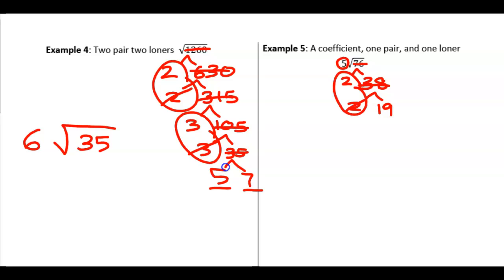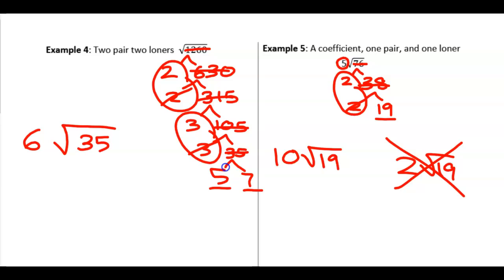Now, the pair of 2 and the loner 19. Here's what most people are going to write: 2 square root of 19, and that's wrong, because there's a 5 out here. Well, the 5 and the 2 make 10. So it's 10 square root of 19. You just have to not forget the 5. Please don't.